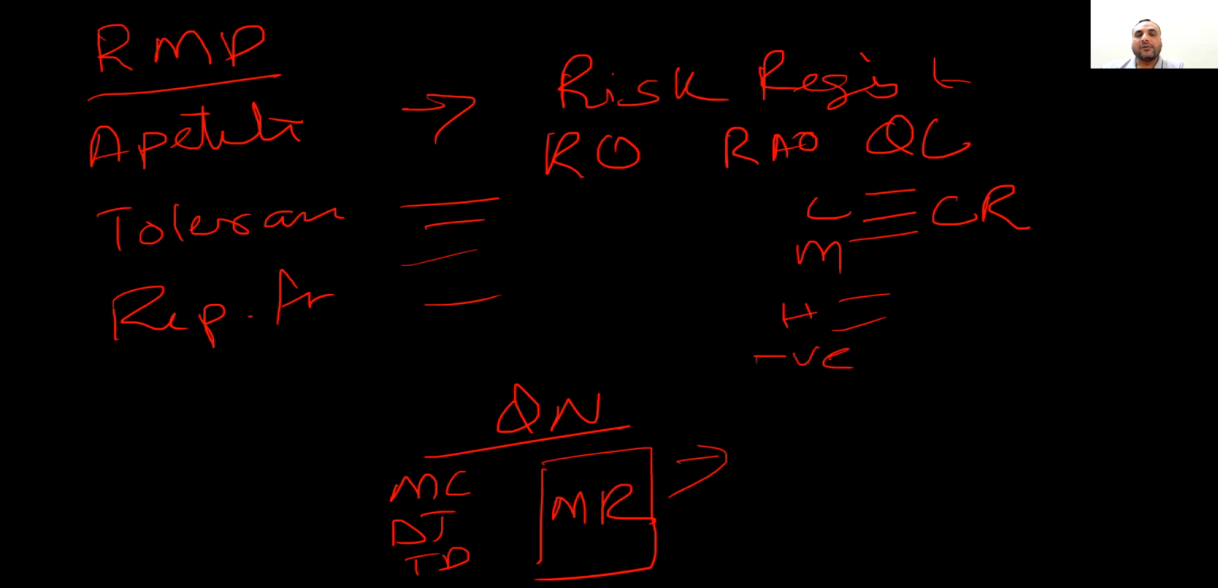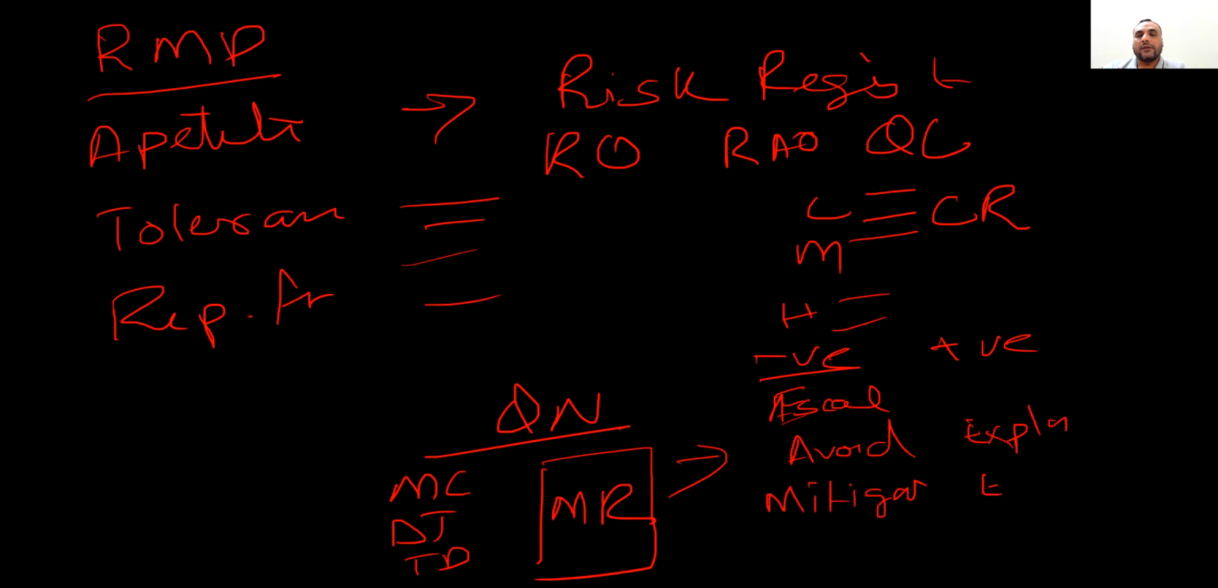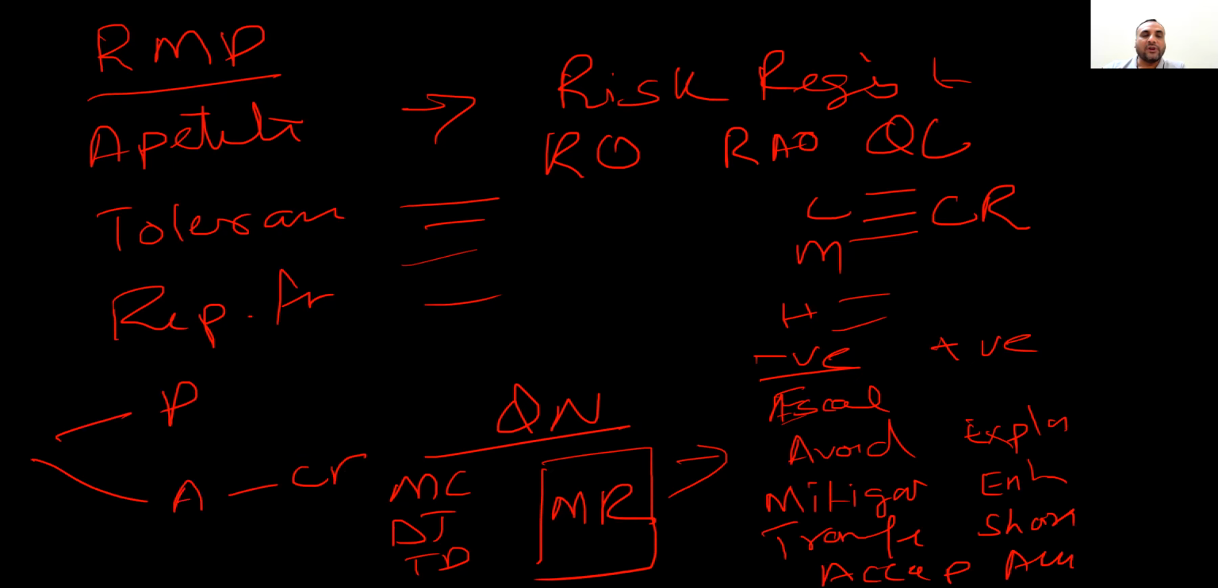Negative risks are called threats, positive risks are called opportunities. In both cases, we can do what? Escalate. Here we can avoid, here we can exploit, here we can mitigate, here we can enhance, here we can transfer, and here we can share. And in both cases, we can accept. And acceptance is of two types, passive or active. Active means you are allocating the contingency reserve, and passive means you are not taking any actions, and if it happens, you will take the management reserve.